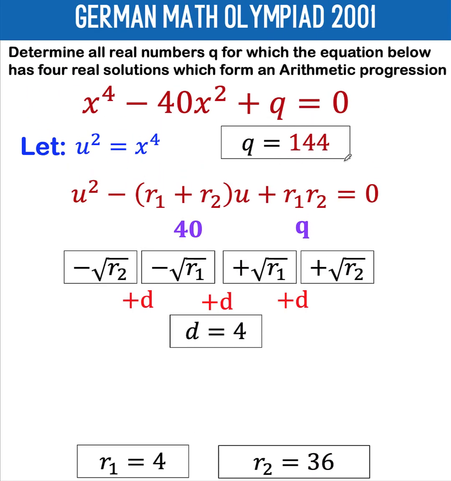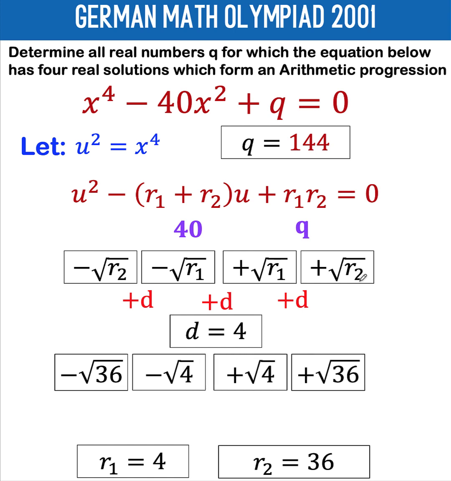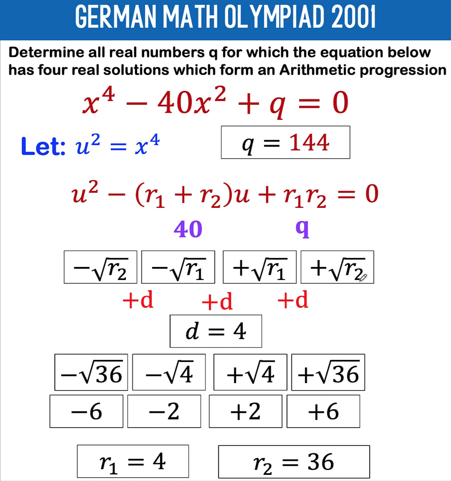Q is 144. To check, we know that r sub 1 is 4 and r sub 2 equals 36. Replace r sub 1 and r sub 2 by their respective values. We now have these 4 roots. And simplifying, we have negative 6, negative 2, positive 2, and positive 6. Negative 6 plus the constant difference of 4 is negative 2. Negative 2 plus 4 is positive 2. And 2 plus 4 is 6. So it's verified that we have here an arithmetic progression with a constant difference of 4. And we arrive at this when q is equal to 144. And this problem is now solved.